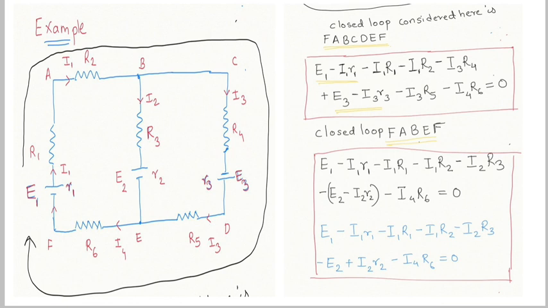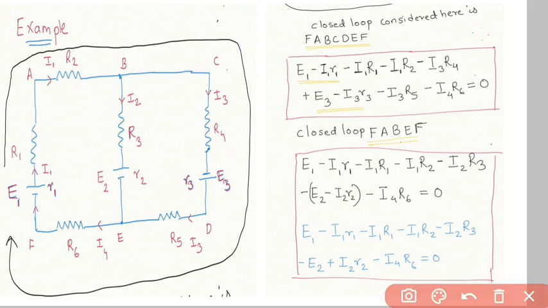Now consider the closed loop FABEF. This small loop I am considering just for understanding signs and symbols; I am not solving anything right now. Starting with F, again we have E1 minus I1 r1, then minus I1 R1, then minus I1 R2. Now at point B, the current divides into two parts. I am not considering B to C, so directly B to E.